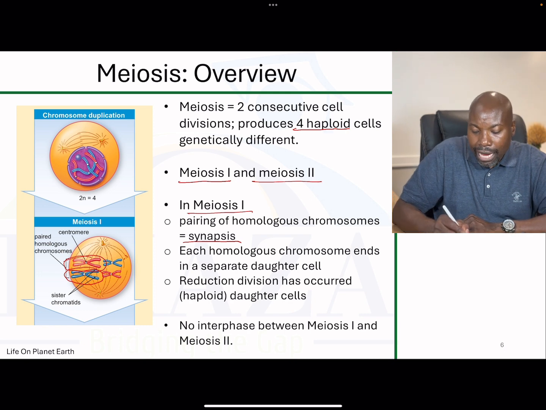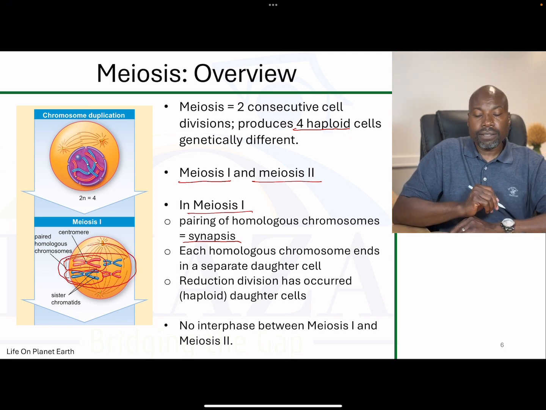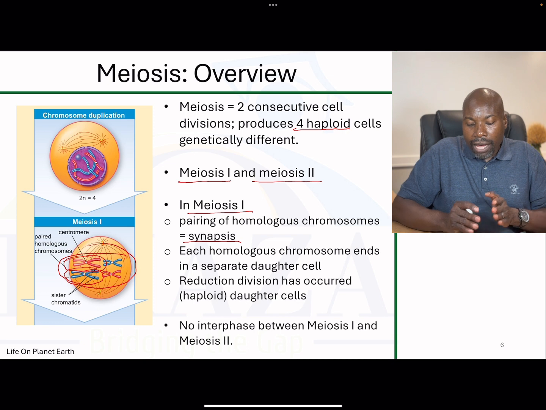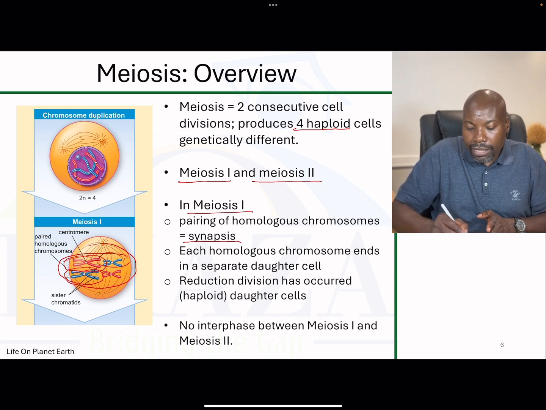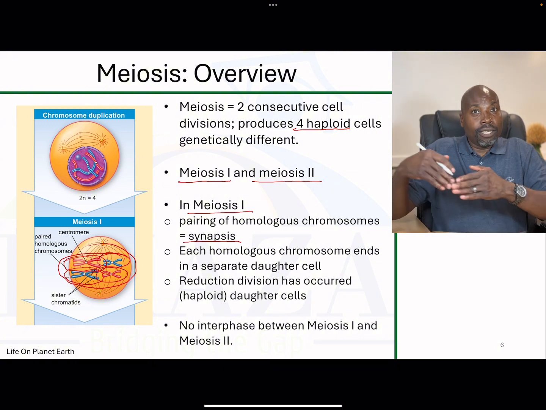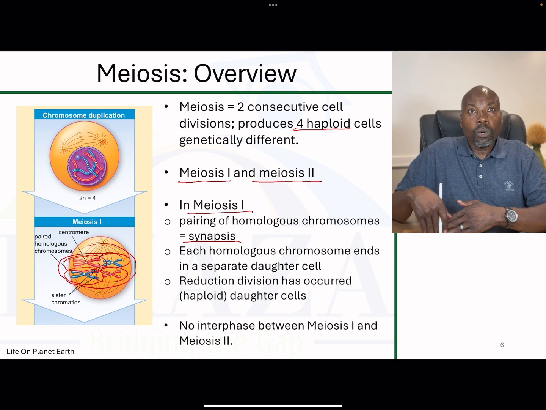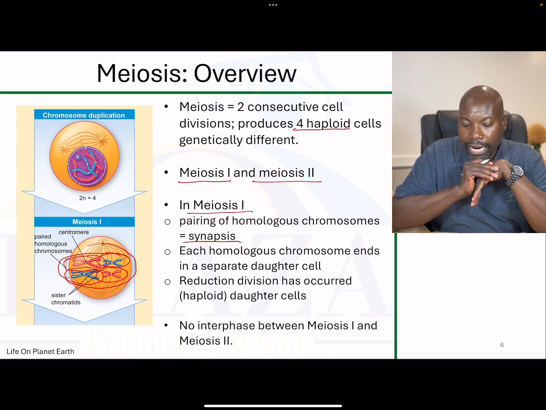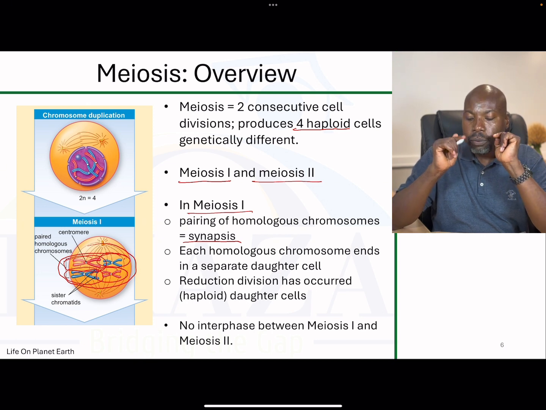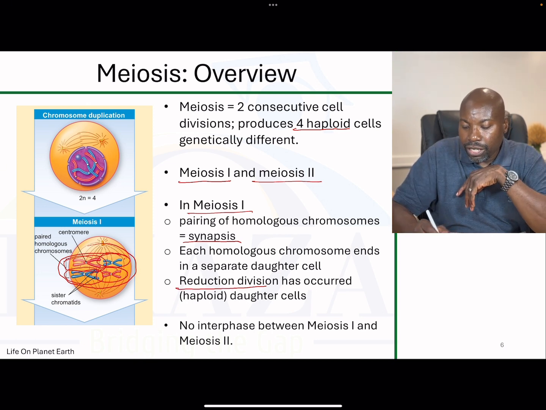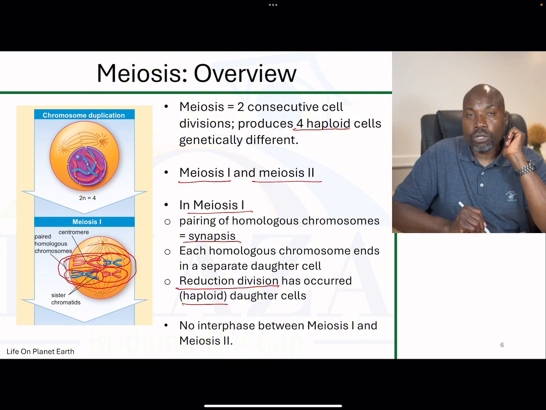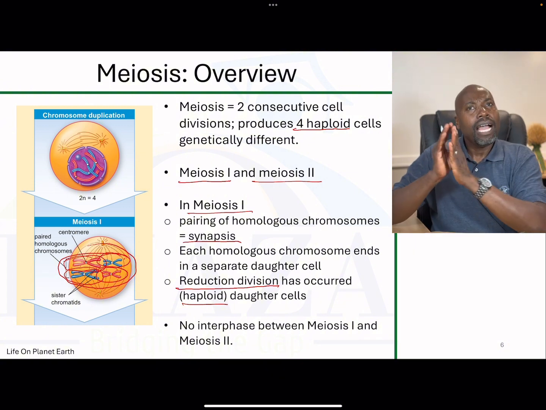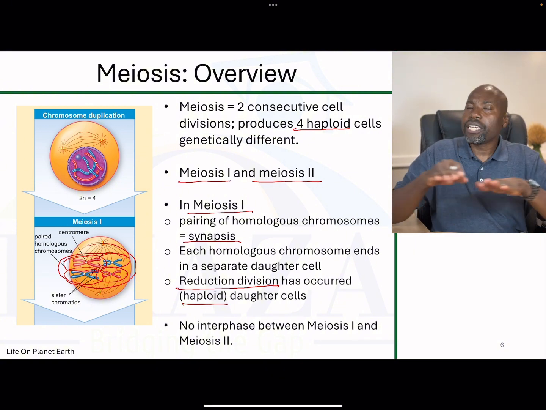So you can see that here, the chromosomes are sitting on the equator line so that one is in one hemisphere and the other one is in another hemisphere, which prepares them to end up in 2 separate cells, right? At that point, we have what we call reduction division. The cells are haploid. I want you to remember that. After that, no interphase.